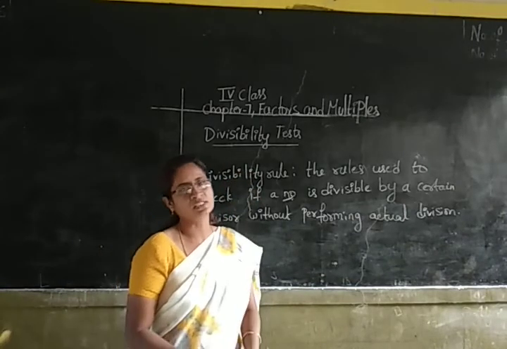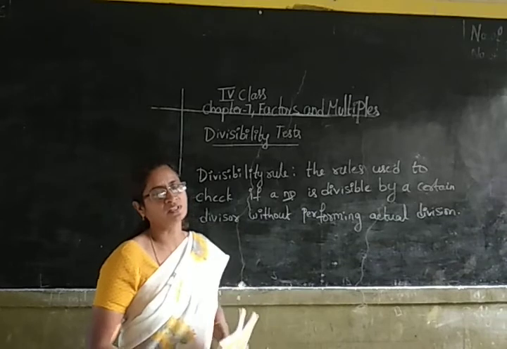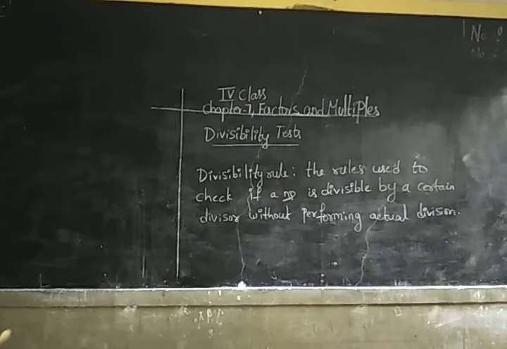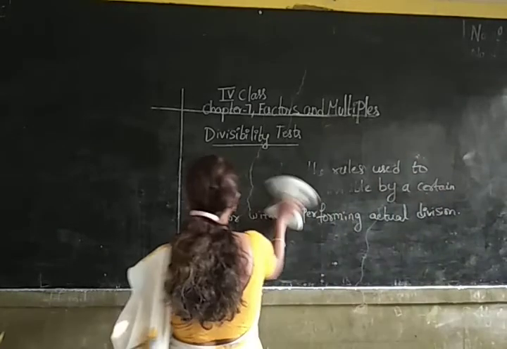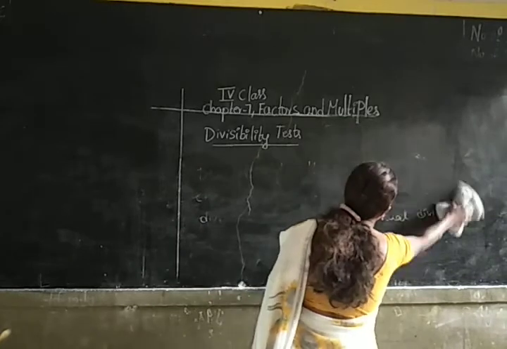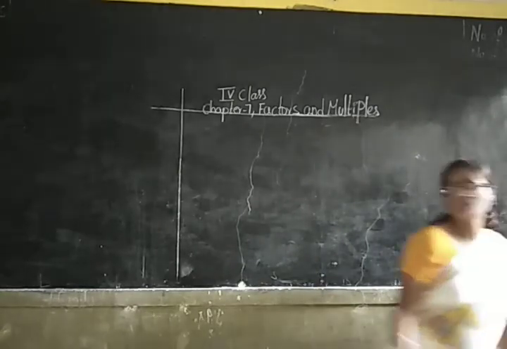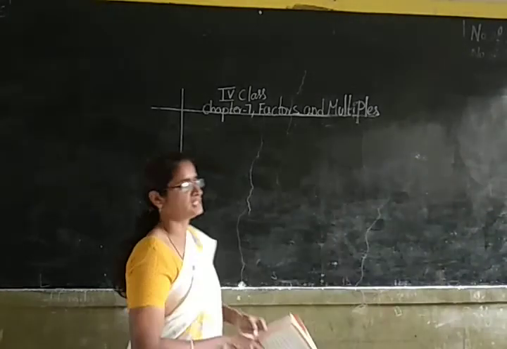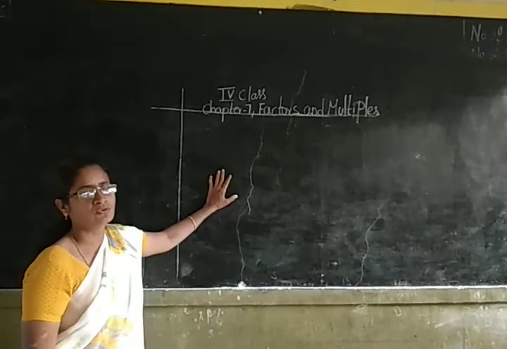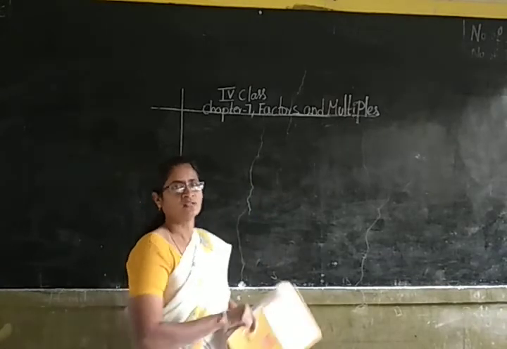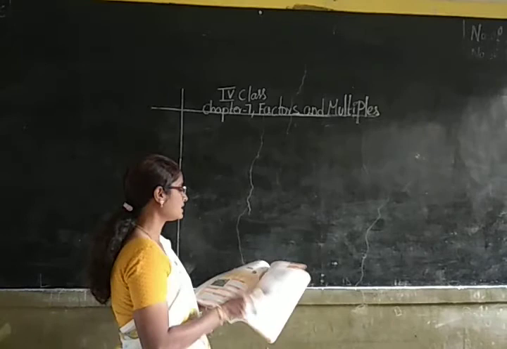Okay children, today let us learn a few divisibility rules to find out whether the given number is divisible or not. By using these rules, we test whether the given number is divisible or not. So that is called test of divisibility.